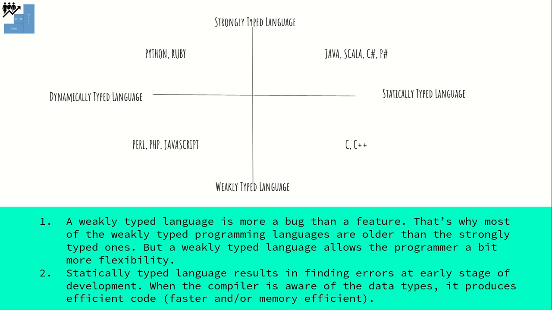A statically typed language results in finding errors at an early stage of development, because all the data type information is already provided to the compiler. So, the machine code that is coming out after compilation is much more efficient in terms of the time required for execution or the memory required for storage of such machine code. But a dynamically typed language provides more flexibility to the programmer because he does not have to provide the data type every time he wants to introduce a new variable. Okay.